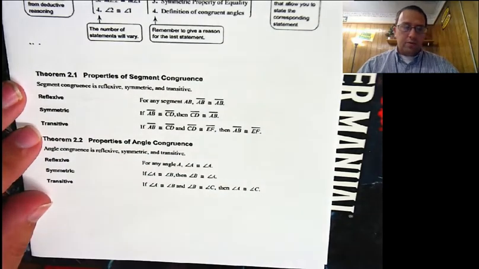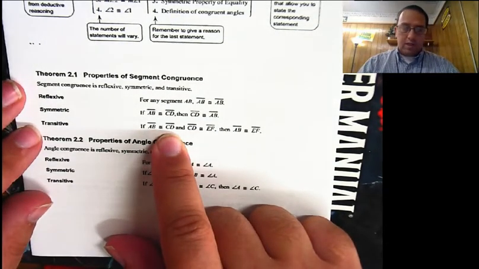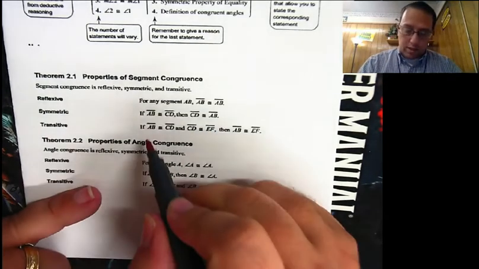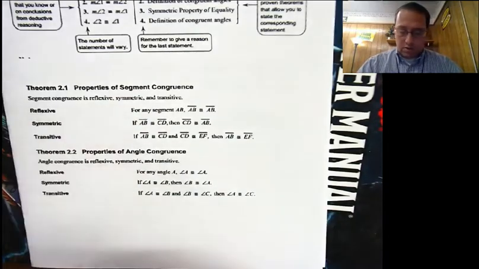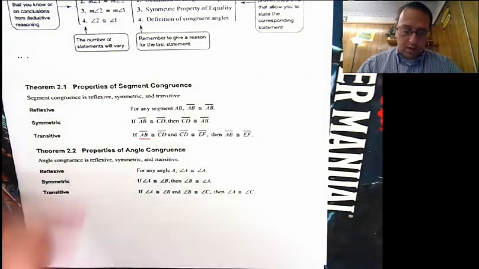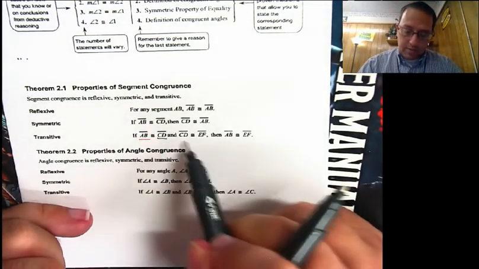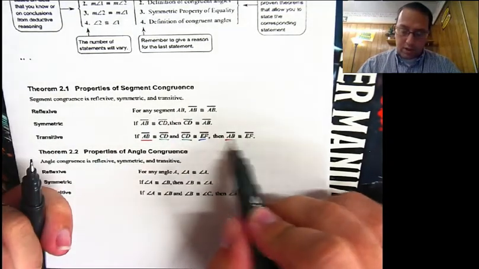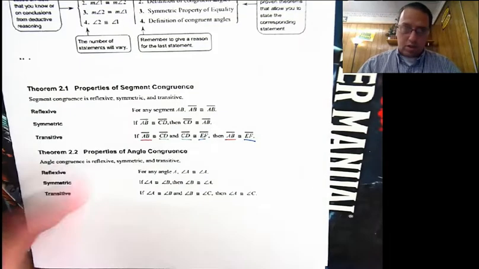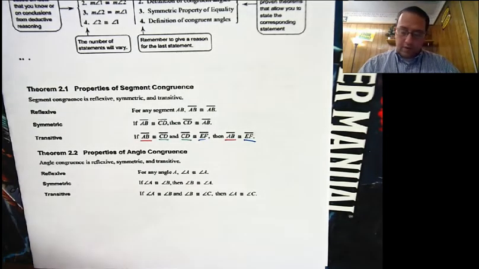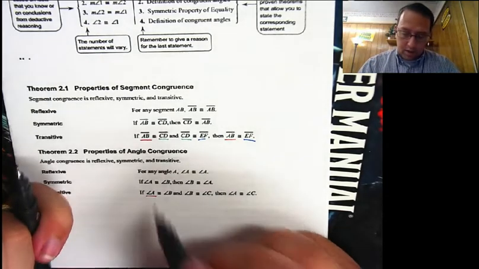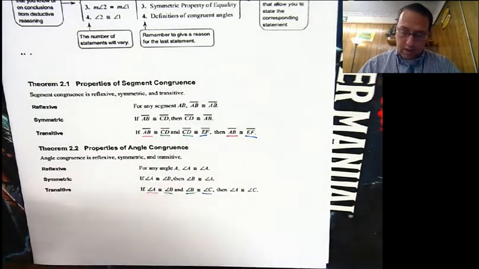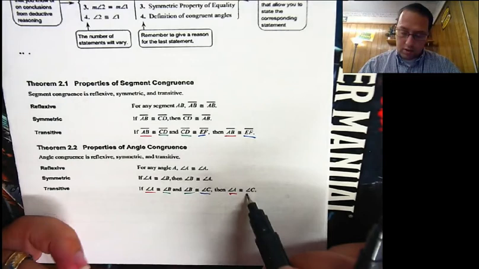And then the transitive property. If segment AB is congruent to segment CD, and CD is congruent to EF, then AB is congruent to EF. I'm going to color code this because it makes things nicer. Segment AB is congruent to segment CD. CD is congruent to EF. Then I can get rid of that middle part and just say AB is congruent to EF. And we have the same thing down here with angles. Angle A is congruent to angle B, angle B is congruent to angle C, and therefore A is congruent to C.